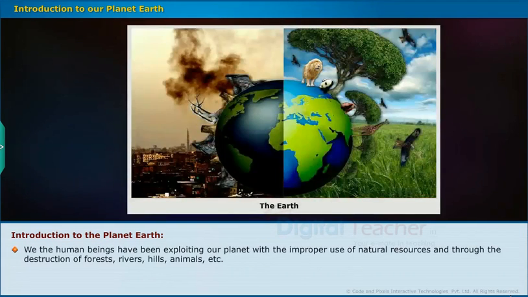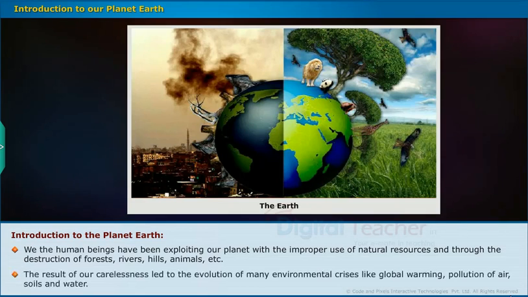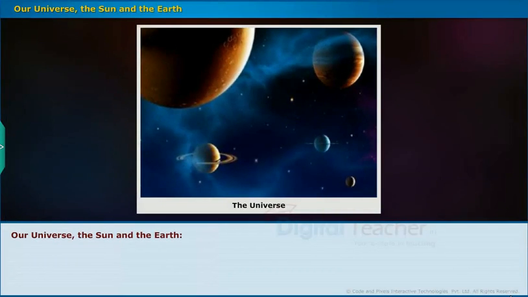We, the human beings, have been exploiting our planet with the improper use of natural resources and through the destruction of forests, rivers, hills, animals, etc. The result of our carelessness led to the evolution of many environmental crises like global warming, pollution of air, soils, and water. Let us now know some important facts about our universe, the Sun, and the Earth.